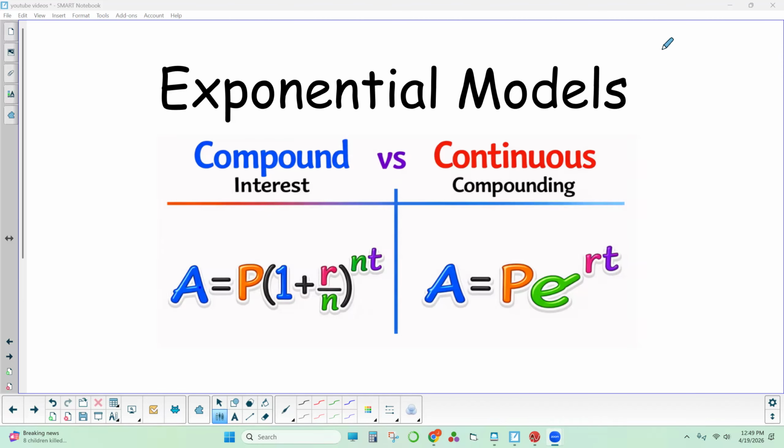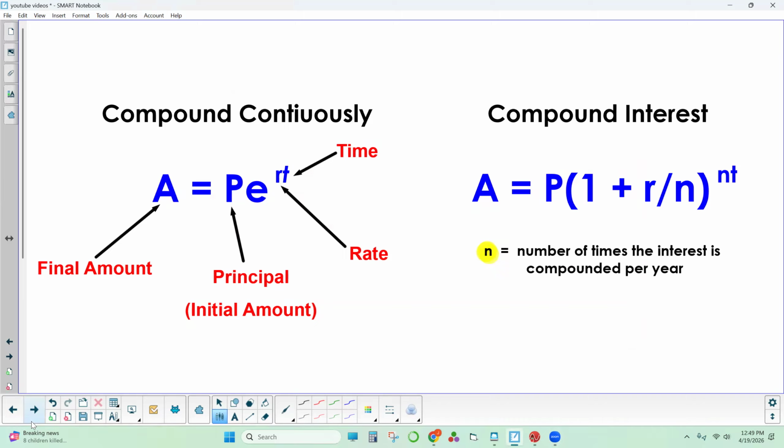Bakari, and today we're going to look at exponential models, and that is compound interest and continuous compounding formulas. Okay, so let's take a look at these formulas and break them down.